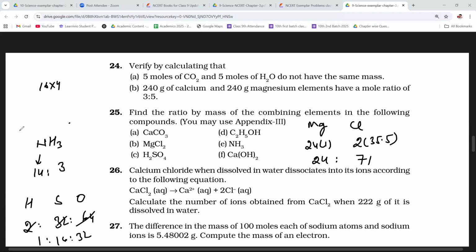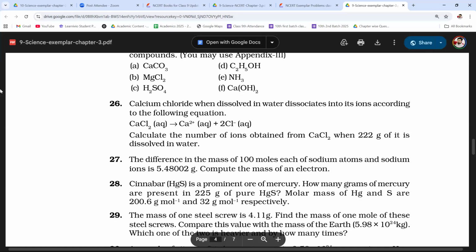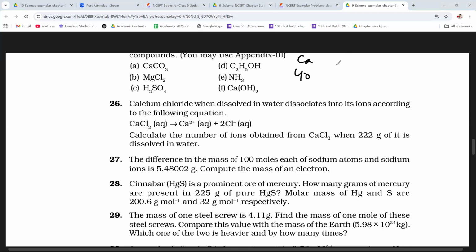Next is calcium chloride when dissolved in water. Calcium chloride when dissolved in water dissociates into ions according to the following reactions. Sorry, this one is also remaining. Calcium hydroxide. So calcium is 40 and there are 2 hydrogen atoms and 2 oxygen atoms.